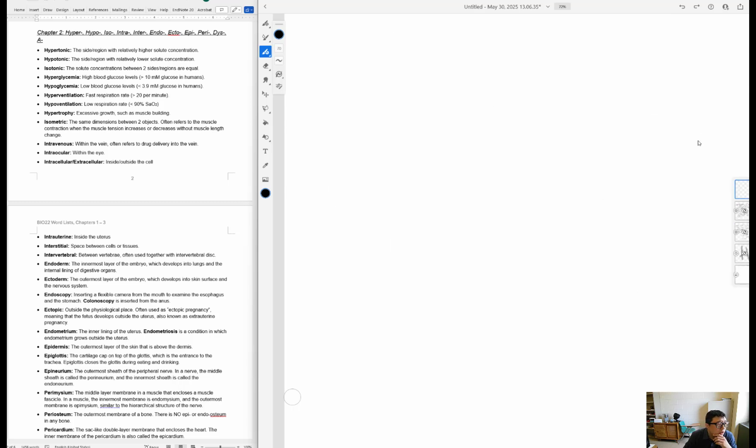Isometric. What does it mean? Isometric refers to the muscle. For example, this is a table, and I'm standing beside the table. This is my hand, this is my arm, trying to lift it. At the beginning, no one will use full strength to lift the table, right?